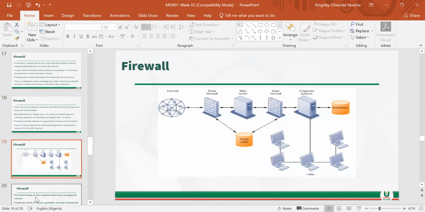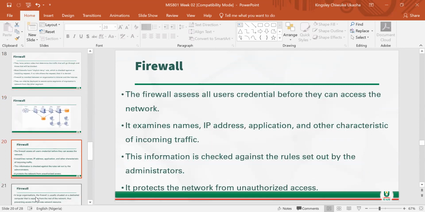This is an example of a firewall. You can see the computer network accessing the internet. The firewall is here. The firewall assesses all users' credentials before they can access the network. It examines names, IP addresses, applications, and other characteristics of incoming traffic. This information is checked against the rules set out by the administrator, and it protects the network from unauthorized access.